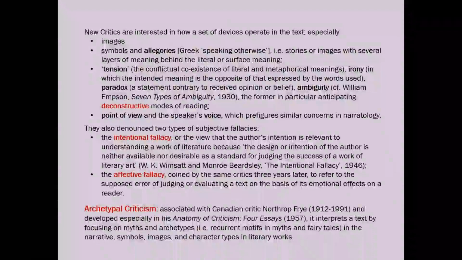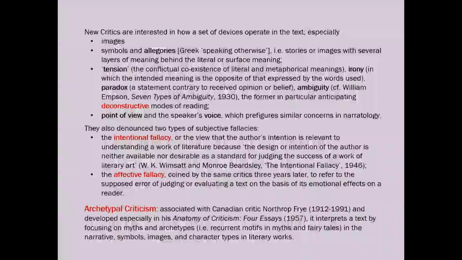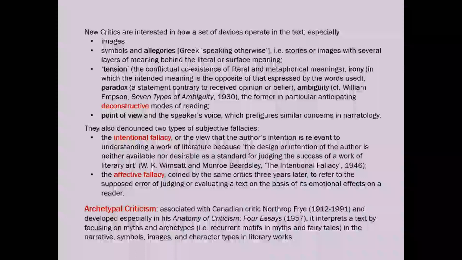So New Critics are interested in how a set of devices operate in the text, and these are some of the terminology they use. Some of them are now a bit old-fashioned, but some have also had an impact on later approaches to literature. Images and symbols or allegories, these are in a sense from all ages, so we still deal with those. Between brackets here, I mention what an allegory is. It comes from a Greek word which means to speak otherwise. Therefore, it deals with stories or images which have several layers of meaning behind the literal or the surface meaning.